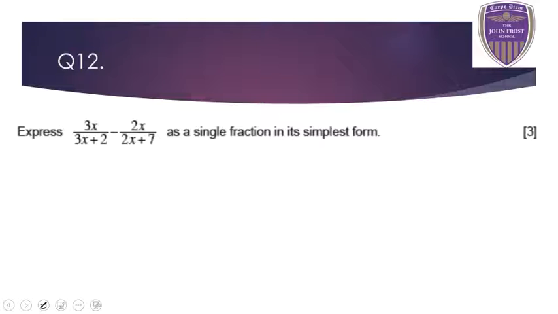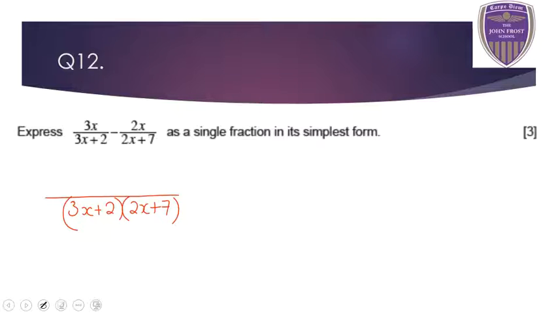Question number 12, express as a single fraction in its simplest form. Okay, so the first thing you need to do is to find out the lowest common multiple of the denominator. Now, if you've got 3x plus 2 and 2x plus 7, that would be the smallest expression that it would divide into. So you're just basically putting them together. I put brackets in to separate them.